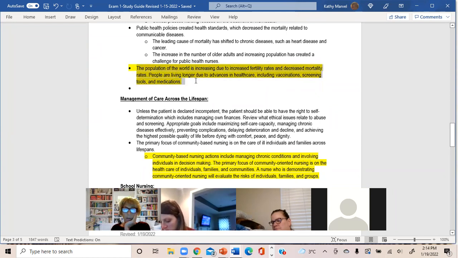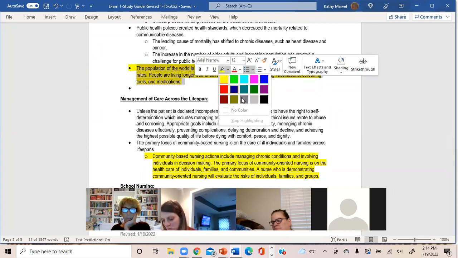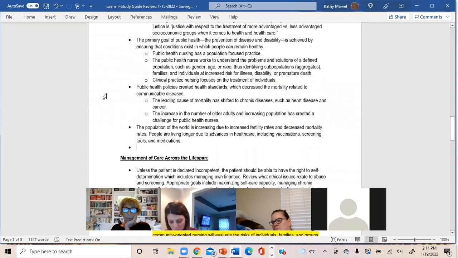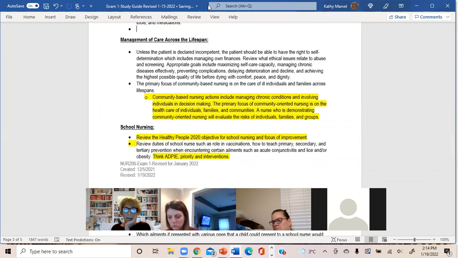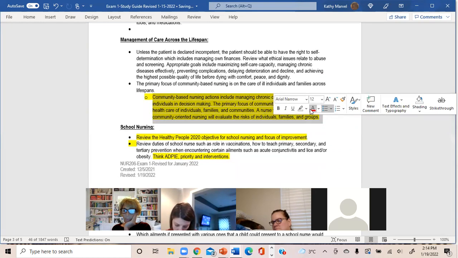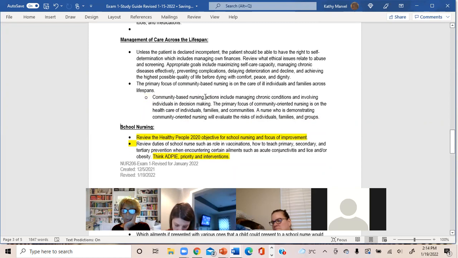You understand how to look at this study guide? Does this help? Just think about, what are they asking? Oh, here's your more community-based nursing. This particular paragraph goes through what is community-based nursing and what is community-oriented nursing.